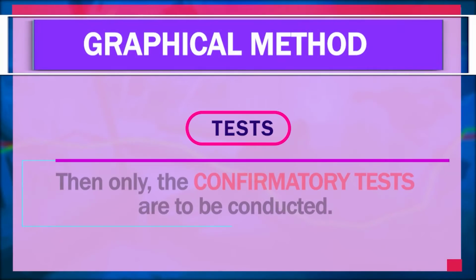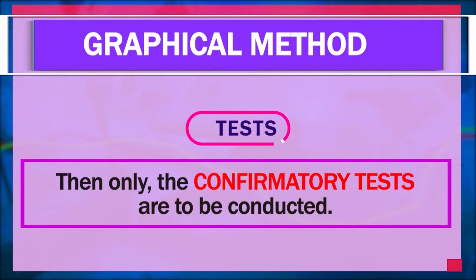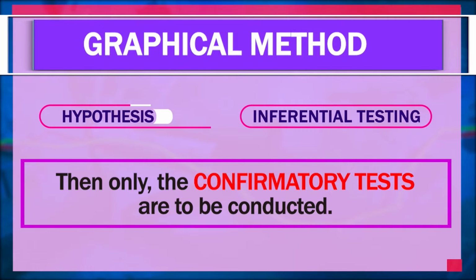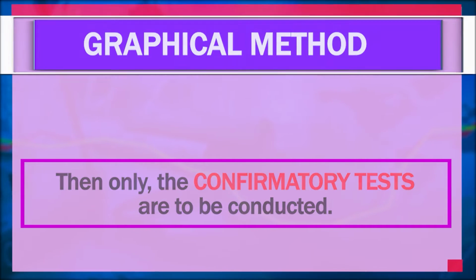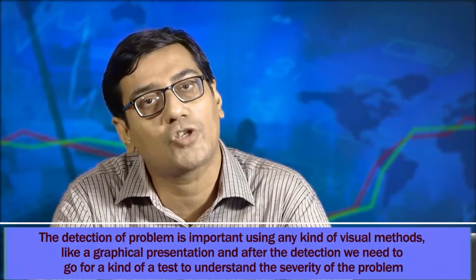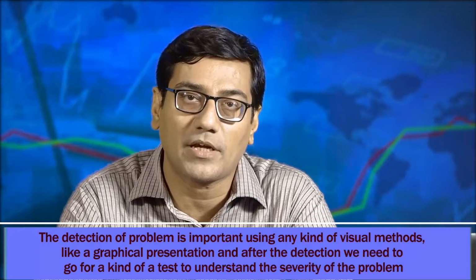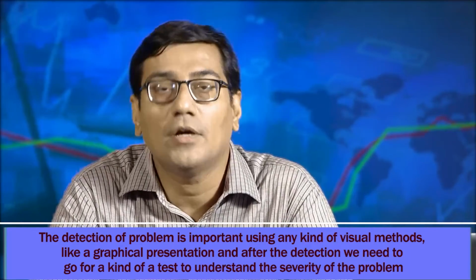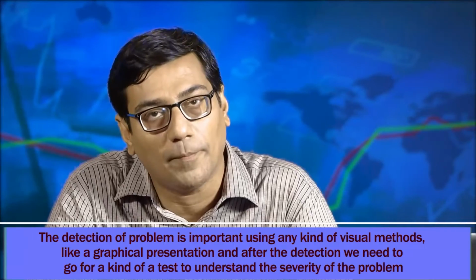So when we go for the test, we go for a confirmatory test, a hypothesis testing or an inferential testing. After understanding the problem of autocorrelation, the detection of the problem is important using any kind of visual methods like a graphical presentation. And after the detection, we need to go for a test to understand the severity of the problem. Because for diagnosing the problem, we need to understand the degree of autocorrelation, which calls for the confirmatory test.